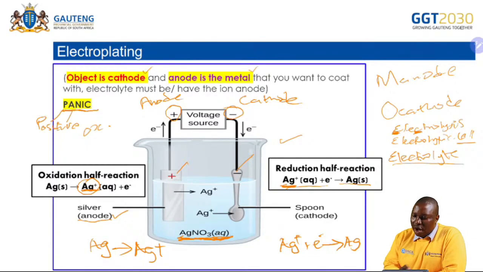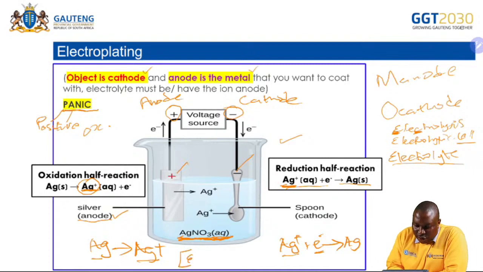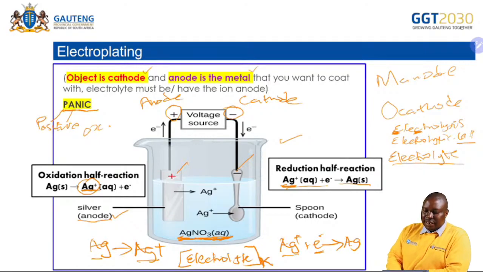Then you must know the two half reactions, to say oxidation, reduction. Then you are able to identify them. So all these can be asked to you. Know that because silver is becoming silver ions, and silver ion is the one that is gaining electrons, we say the concentration of the electrolyte, I'll use those square brackets for the concentration, remains constant. The concentration of the electrolyte remains the same.